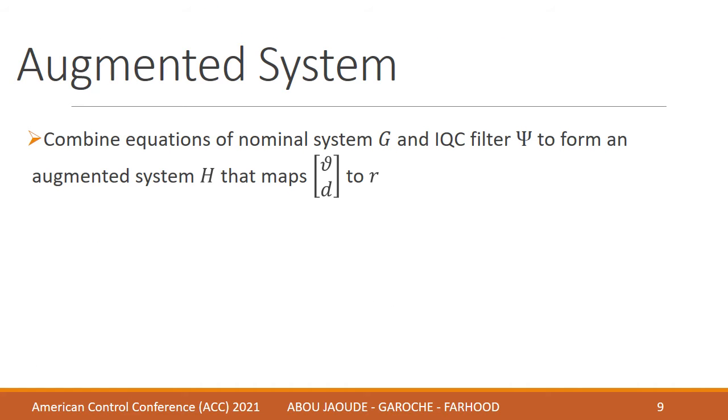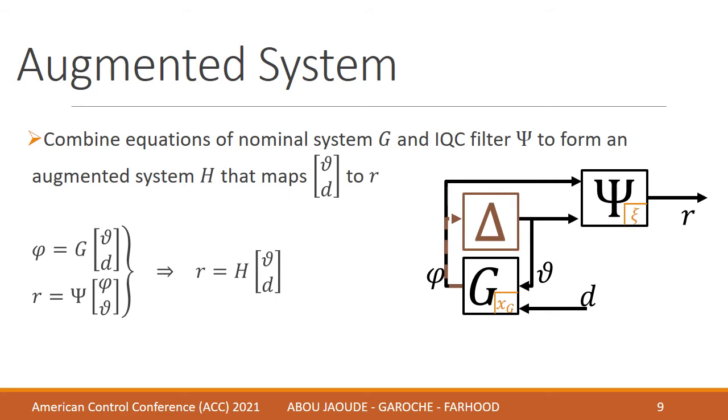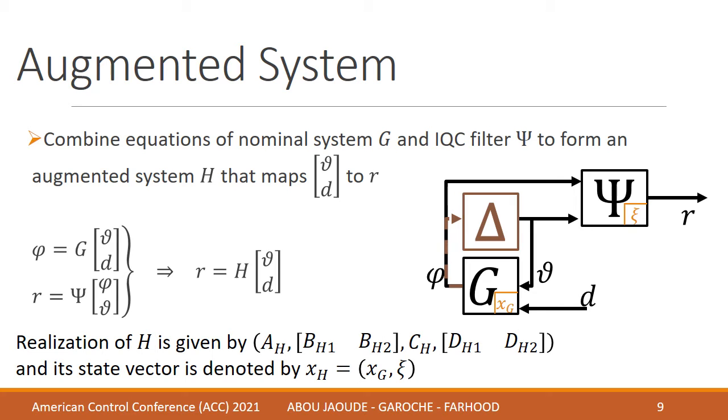To derive our results, we need to form an augmented system H that combines the equations of G and Psi and maps theta and d to r. The relevant equations, as well as a representation of system H, are shown, where the uncertainty operator delta is highlighted in brown on purpose, as it does not enter into the definition of system H, but rather a constraint is enforced on the filter output r instead. The realization of system H is shown, and its state vector xh is defined as the concatenation of the state vectors of systems G and Psi.